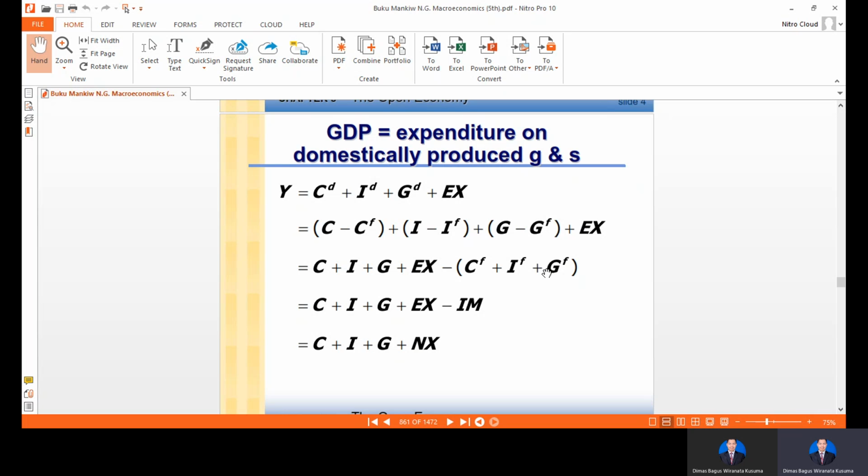So here is an example of the four-sector equation of national income, whereby Y equals C plus I plus G plus export minus import. If we expand the equation into C minus CF and others, we get that C plus I plus G plus EX equals CF plus IF plus GF. CF, IF, and GF are basically the imports. So the foreign part here comprises foreign consumption, foreign investment, and foreign government spending. And in the end, we have the equation C plus I plus G plus net export, where net export comprises the difference between domestic export and foreign import.